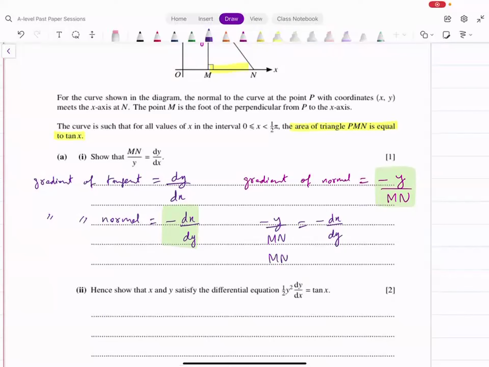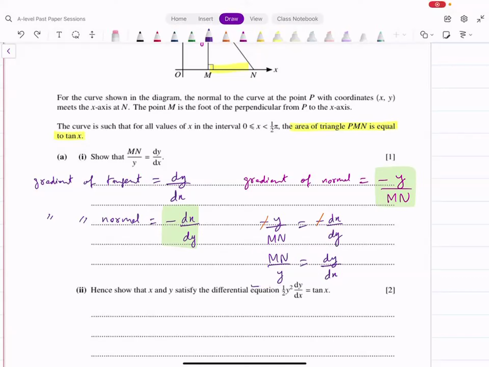We end up with that same thing directly. mn over y equals dy over dx. Minus signs तो खत्म हो गए थे ना, because they get cancelled. And then we take reciprocal of both sides, we get this that we wanted to prove. ये हमें prove करना था.